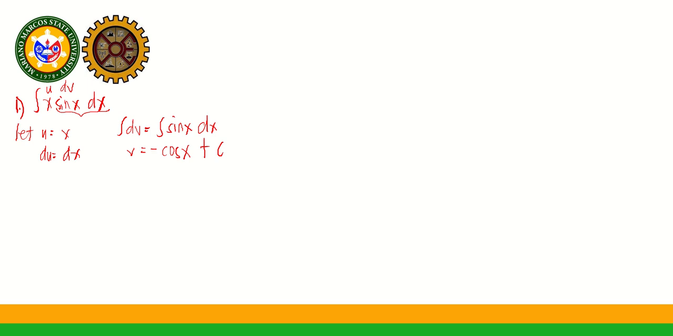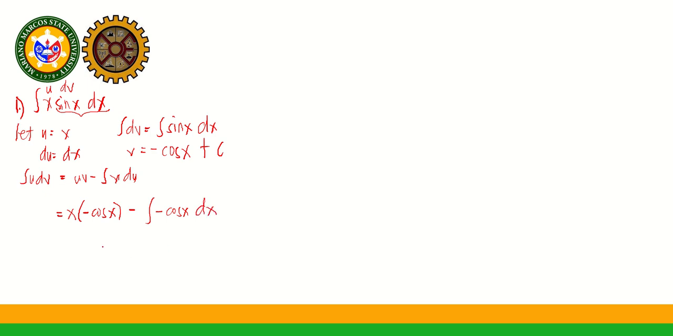Okay? So from there, since we have assigned the variables, let us substitute these into the formula, the integral of u dv, which is this one, is equal to uv minus the integral of v du. Okay, so this will be equal to u, that is x, times v, that is negative cosine x, and then minus the integral of v, which is negative cosine x, and then du is dx.